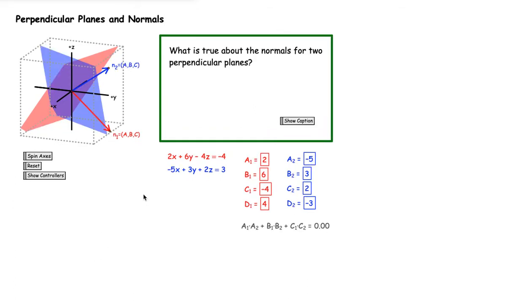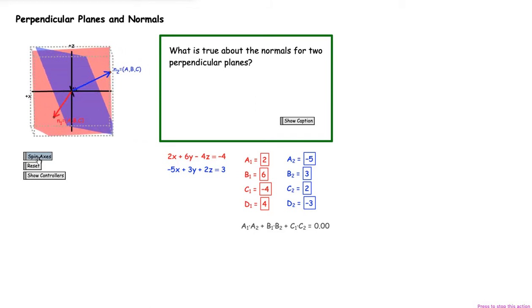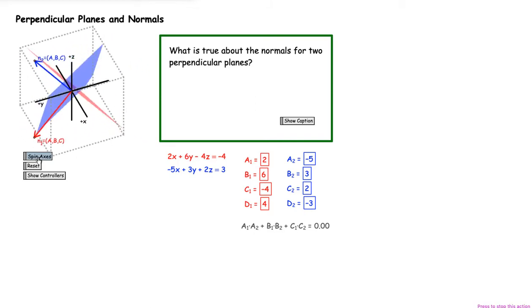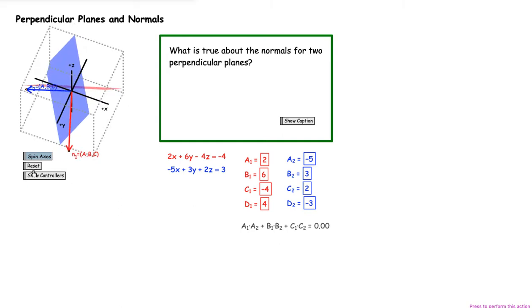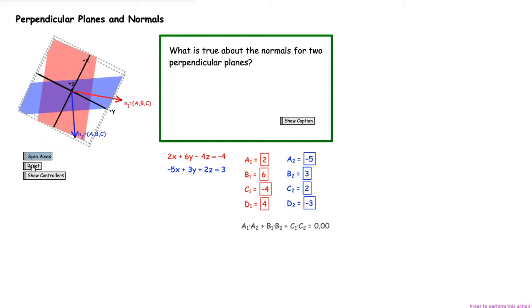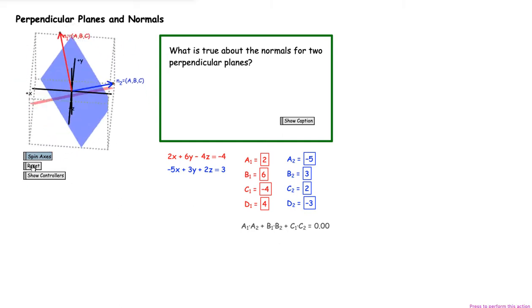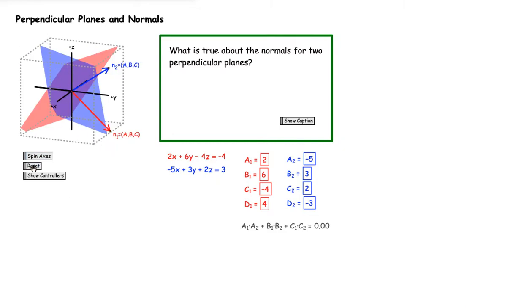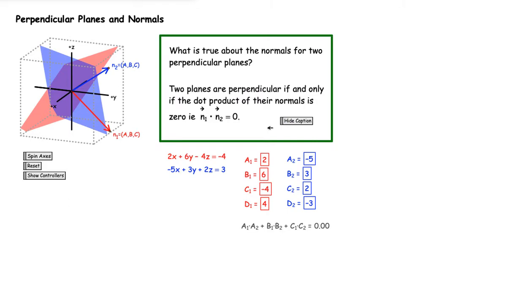Now, what would be true about the normals for two planes that are perpendicular? So let's spin these axes around just so you can see the two normals. We can definitely see that the normals are perpendicular if the planes are perpendicular. Let that spin again just so that you could see there. So if the planes are perpendicular, the normals are perpendicular. But we do know that if two vectors are perpendicular, then the dot product has to be 0. So if normal 1 dot normal 2 is 0, we do now know that those planes would be perpendicular.